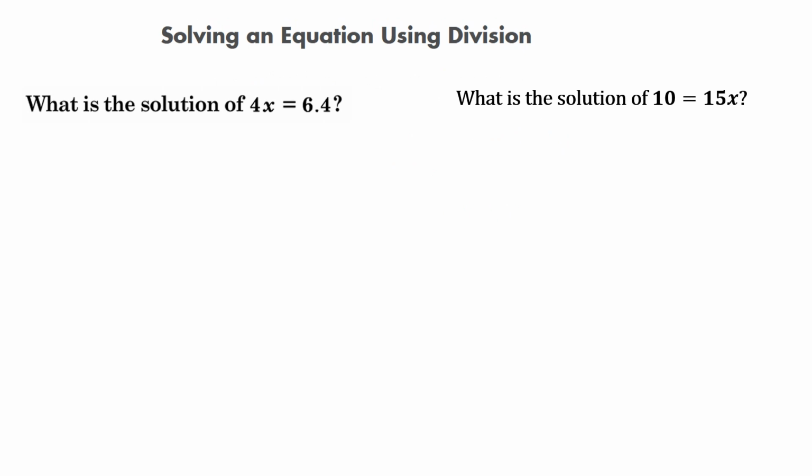Solving an equation using division. So in the prior one, we looked at when something was being divided, we had a fraction. Now we have a variable that's being multiplied. So our goal is to isolate this x right here.